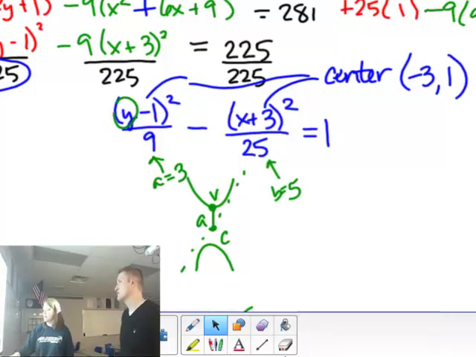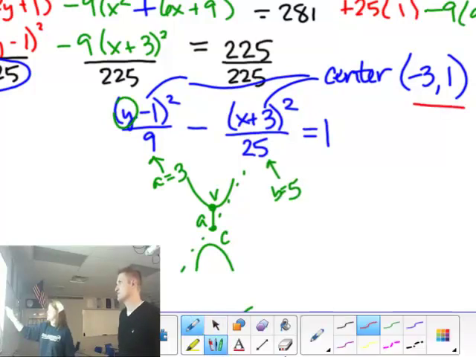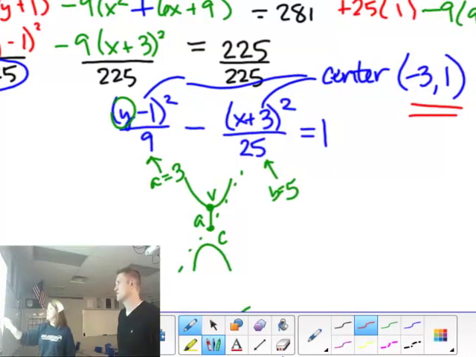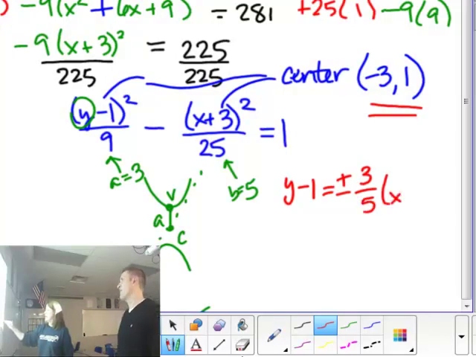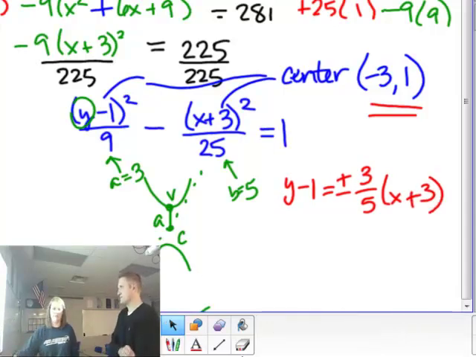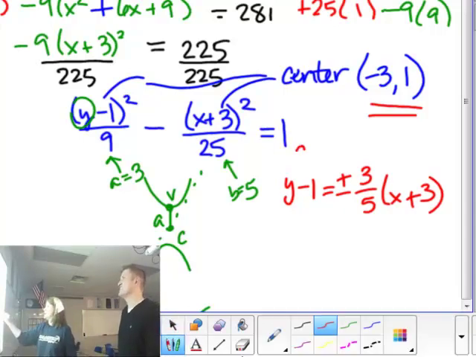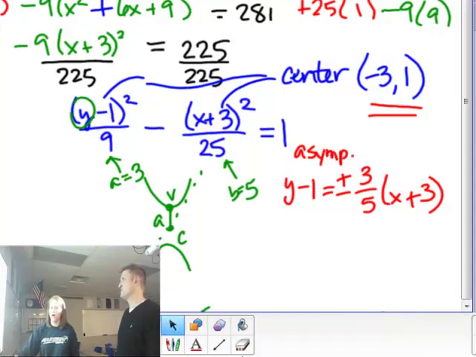Okay, so now I'm ready to write my equations. I know the center, this is my transformation. So I'm going to have y minus 1 equals plus or minus. My A was a 3, my B was a 5. And then x minus a -3, or plus 3. Nice. Most common mistake right there is people try to square it because they're used to stuff being squared. These are not parentheses, these are lines, and they are asymptotes.